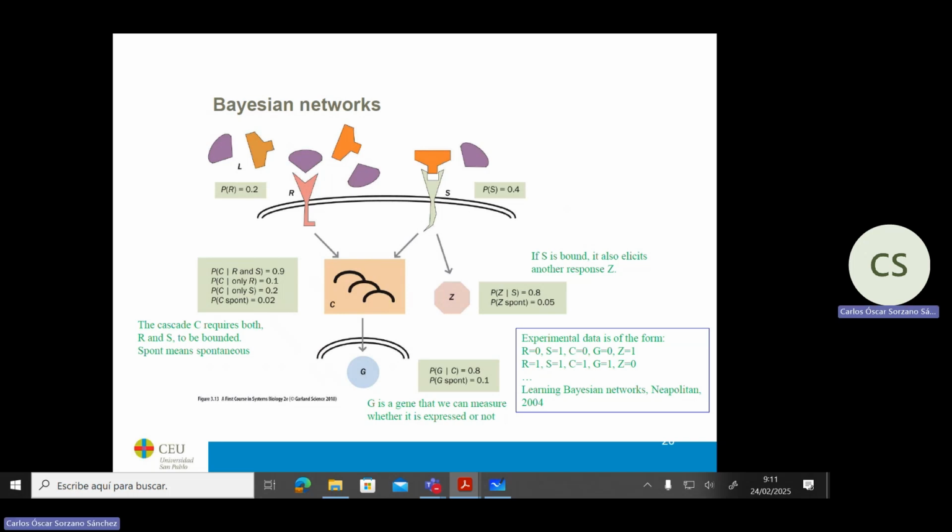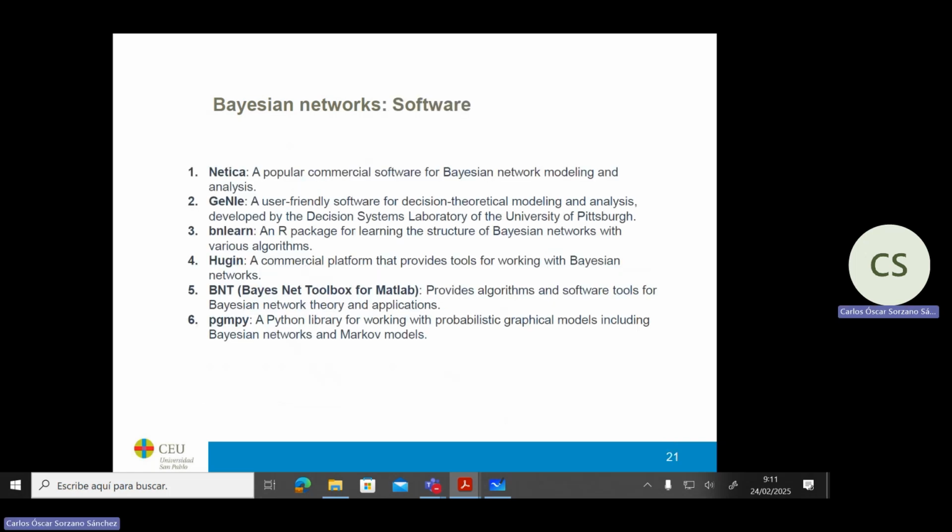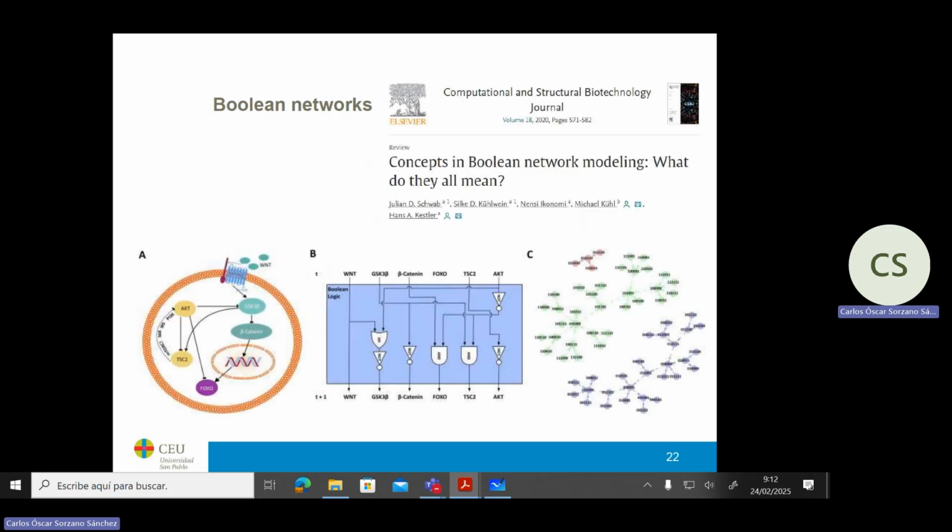In general, with models you also have these two uses. One is to simulate what is happening, but to simulate what is happening, I need the parameters of the model, and for the parameters of the model, I need data, and then I fit the model to the data. Okay, and here you have libraries or programs that allow you to handle Bayesian networks.